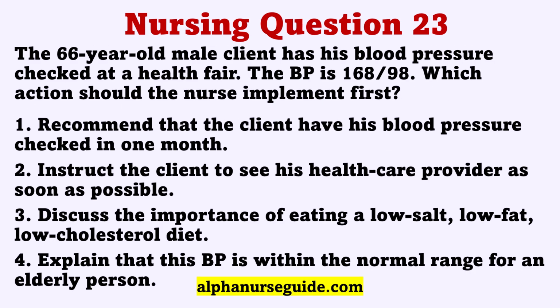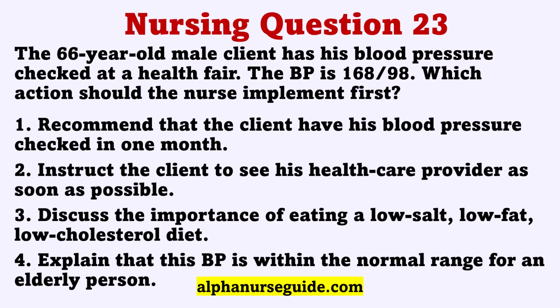The 66-year-old male client has his blood pressure checked at a health fair. The BP is 168/98. Which action should the nurse implement first? 1. Recommend that the client have his blood pressure checked in 1 month. 2. Instruct the client to see his healthcare provider as soon as possible. 3. Discuss the importance of eating a low-salt, low-fat, low-cholesterol diet. 4. Explain that this BP is within the normal range for an elderly person.